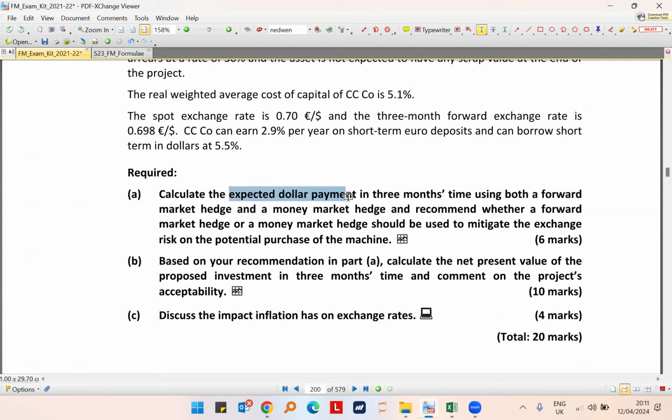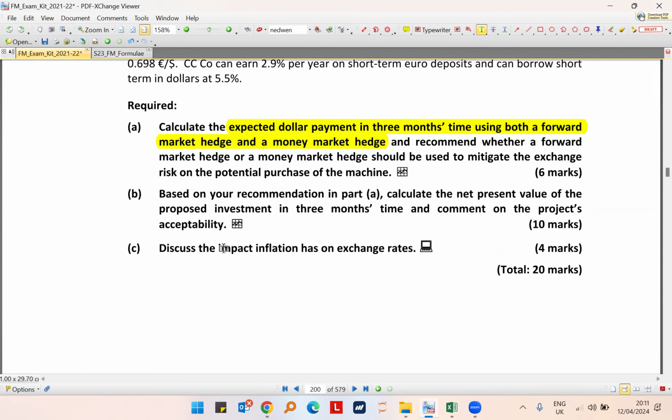Calculate expected dollar payment in 3 months' time using both a forward market hedge and the money market hedge. So these are the two that I said you always need to calculate, and recommend whether forward market hedge or money market hedge should be used, for 6 marks. Then based on what you recommend, calculate NPV of the proposed investment in 3 months' time and comment on the project's acceptability. Then discuss inflation on exchange rate.